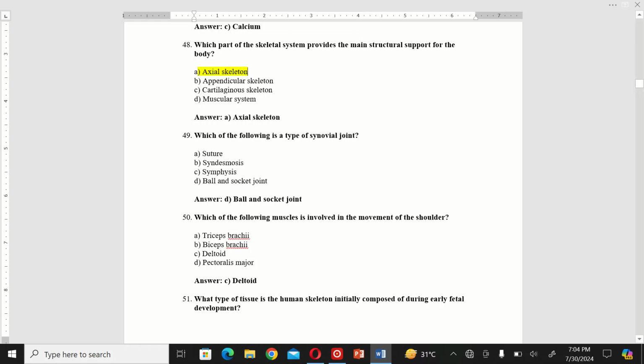The next MCQ is which of the following is a type of synovial joint? A. Suture, B. Syndesmosis, C. Symphysis, D. Ball and socket joint. So the correct option is D.